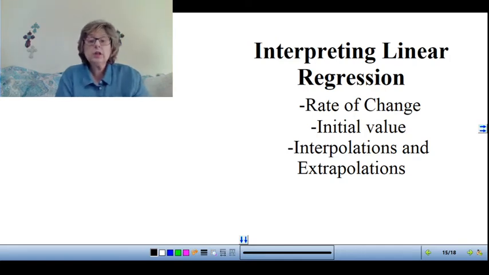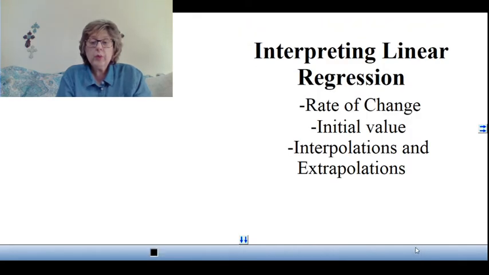Okay, we're going to talk a little bit about interpreting linear regression lines. We're going to talk about what the rate of change means, what the initial value means, and what interpolations and extrapolations are, and how to get those values.